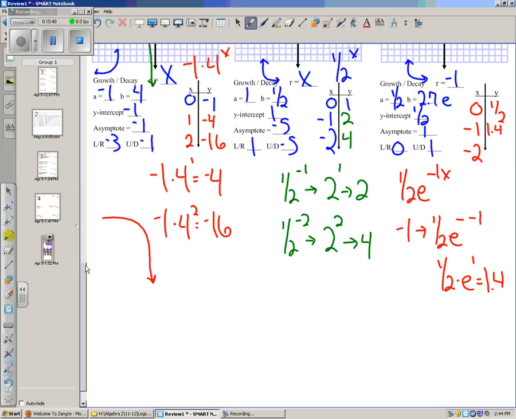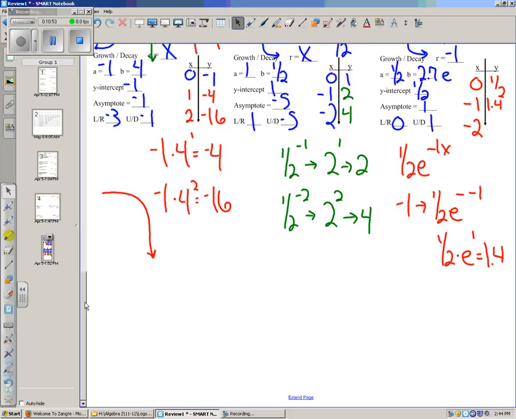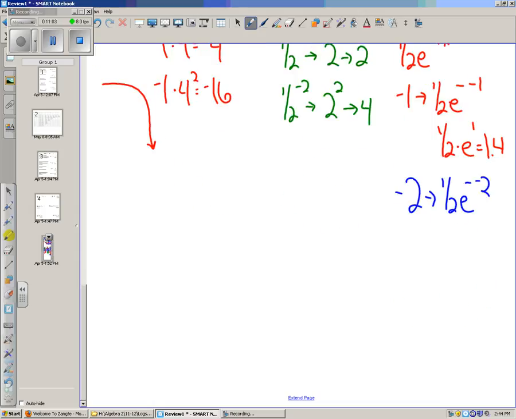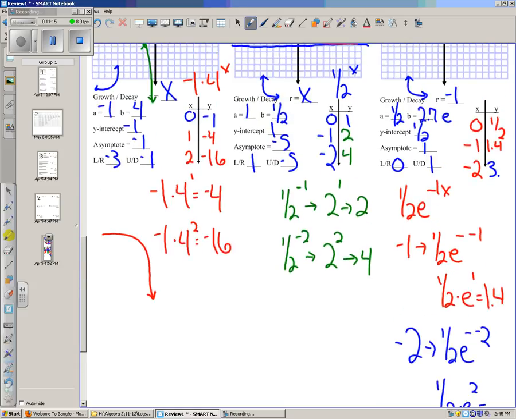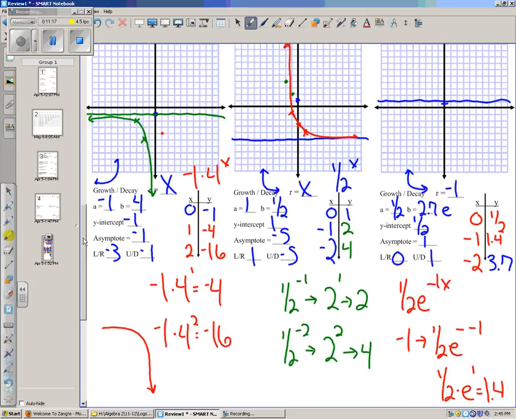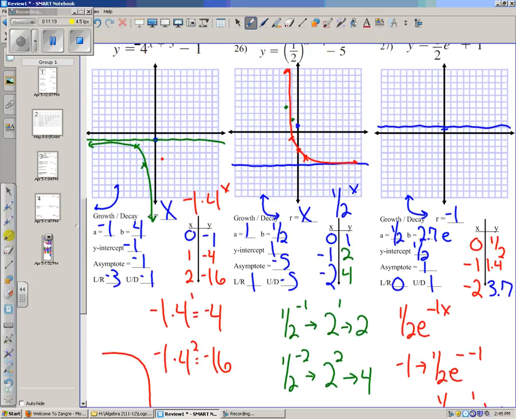And then I'm going to put -2 in. And when I put -2 in, it's going to be 1/2 times e to the negative of -2, which is going to make it 1/2 times e to the second power. And when I do that, I get about 3.7. And when I graph that, again, it'll be more like 3.5, maybe 4. So I'm going to put those points on there. -1, more like 1.5, and -2, I'm going to make it closer to 4.